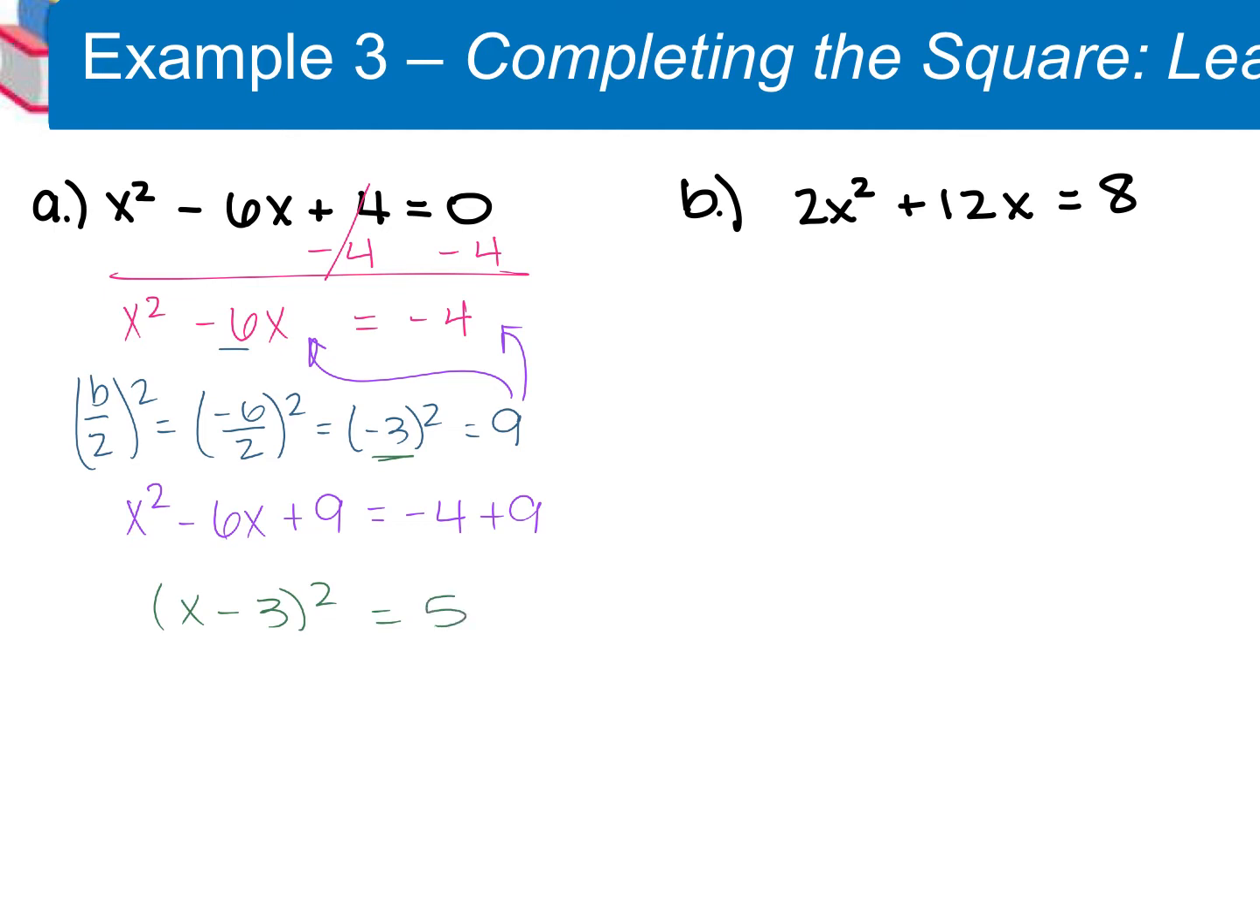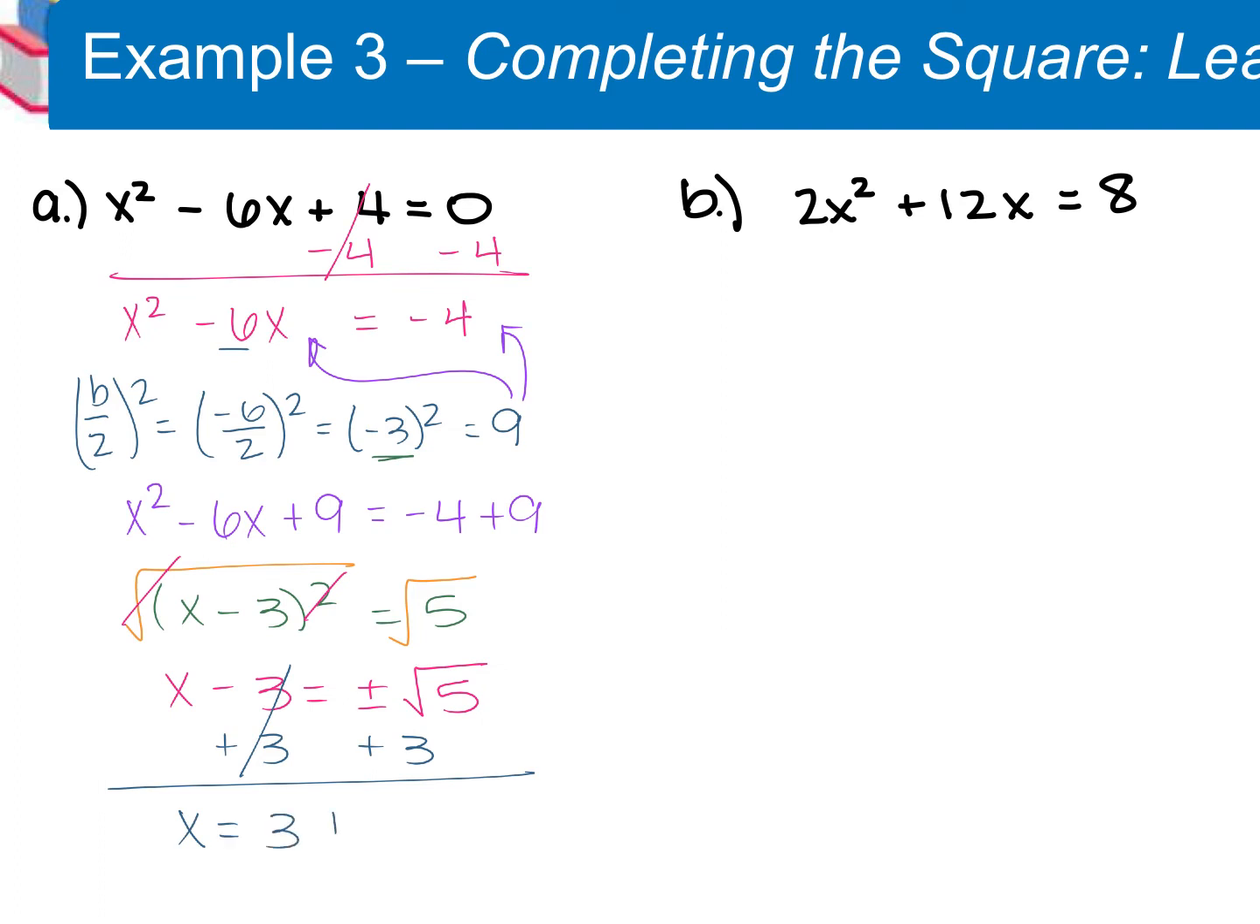So from here, we'll just take the square root of both sides. Take the square root of the left, take the square root of the right. On the left, that square root cancels out that power of 2. So you just have the x minus 3 left over. And that square root of 5 does not simplify, so it's just plus or minus the square root of 5. Move your 3 over, add it to both sides. And that gives you that x is equal to 3 plus or minus the square root of 5.